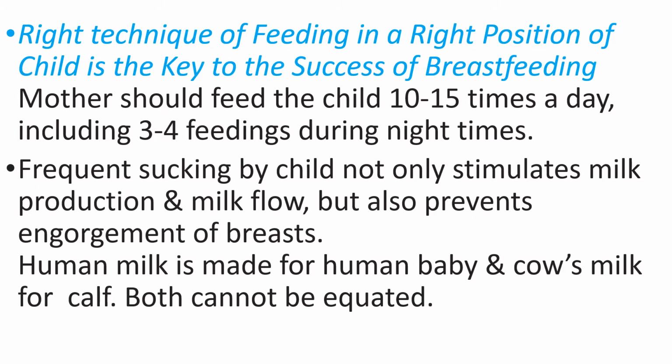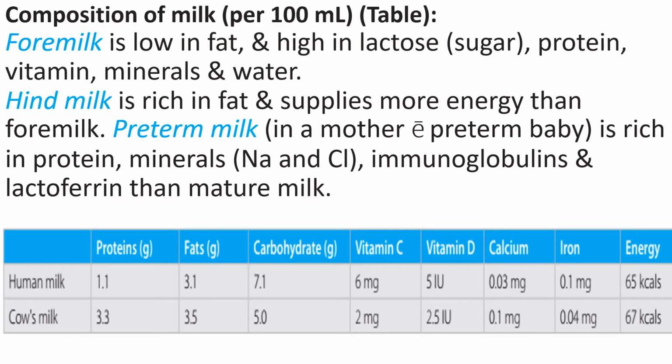Human milk is made for human baby and cow's milk for calf. Both cannot be equated. Composition of milk per 100 ml, as the table shows. Foremilk is low in fat, high in lactose, high in protein, vitamins, minerals, and water. Hind milk is rich in fat and supplies more energy than foremilk.